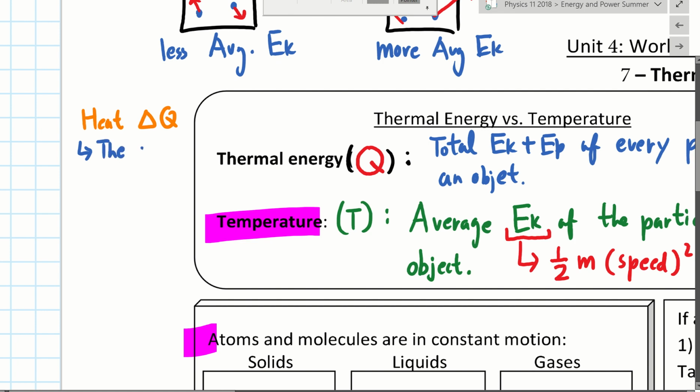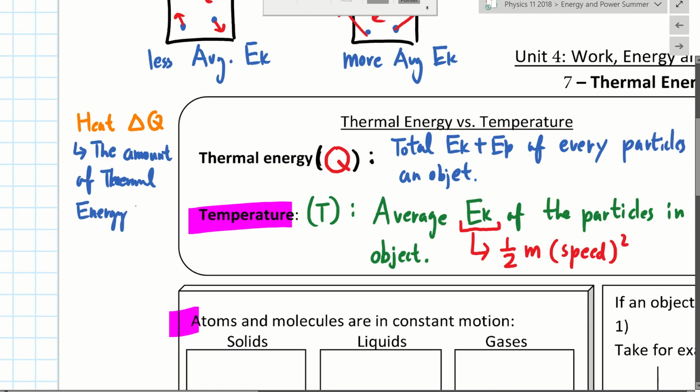So for example, when you touch a cup of hot water, let me write down the definition first. It's the amount of thermal energy transferred from one object to another.